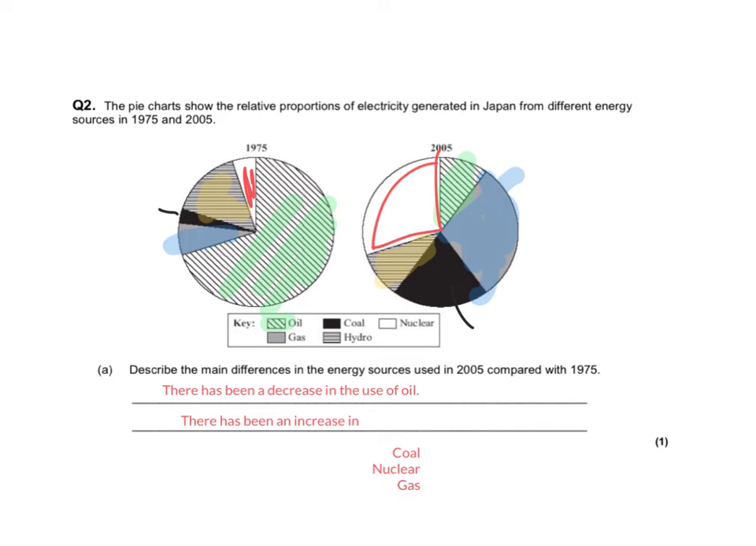Okay, and then for the second mark, you need to say there's been an increase, and you need to talk about any one of these 3. So there's an increase in coal, increase in nuclear, or an increase in gas. They're the main changes, really, that we need to talk about.